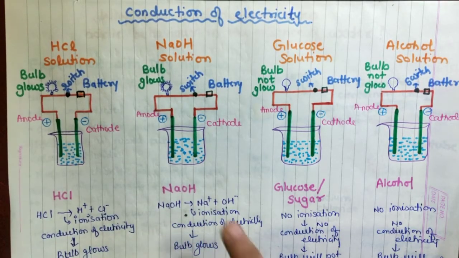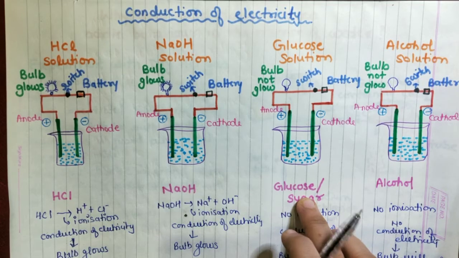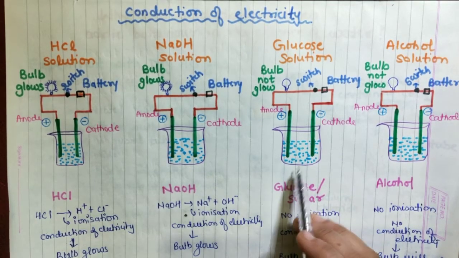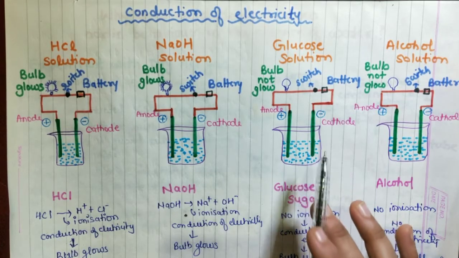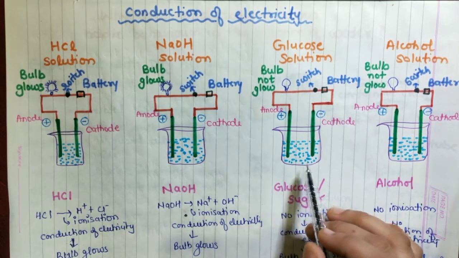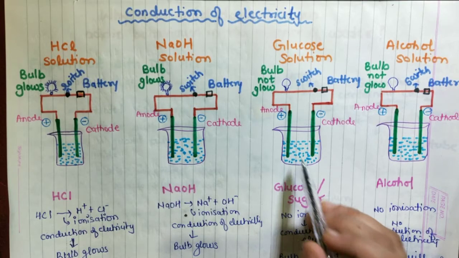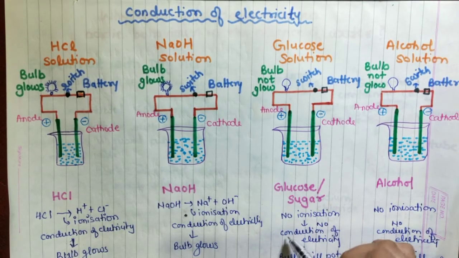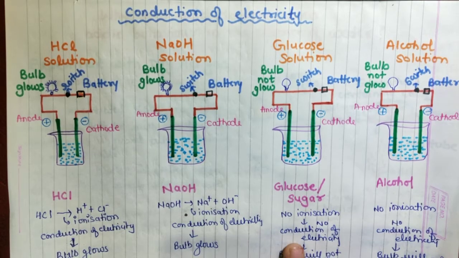But if we see the third case, what will happen? The glucose or sugar molecules dissolved in the water in this beaker will not ionize. If there is no ionization, there is no movement of ions, and if there is no movement of ions, there is no conduction of electricity. So the bulb will not glow in this case.